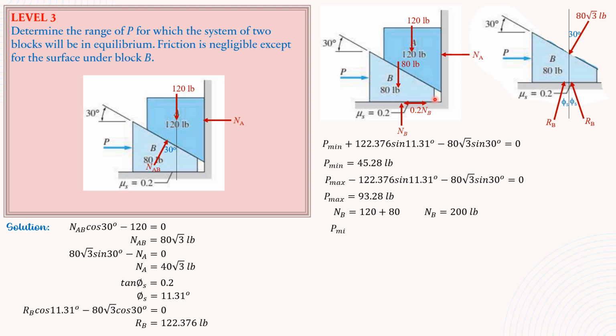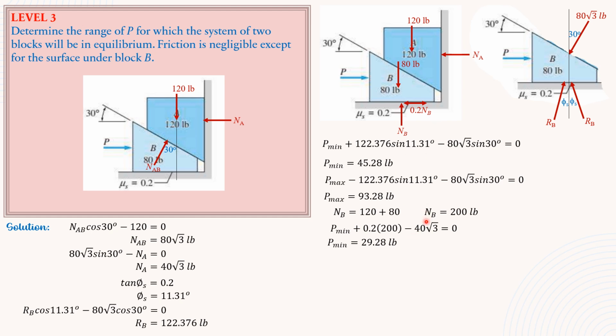Then summation forces horizontal, P minimum plus 0.2 of NB, 200 minus NA, which is 40 square root of 3 equals 0. So P minimum equals 29.28 pounds, which is lesser than 45.28. So this controls because we have the lower value here, P minimum. So this is the minimum P required for the system to have impending motion.